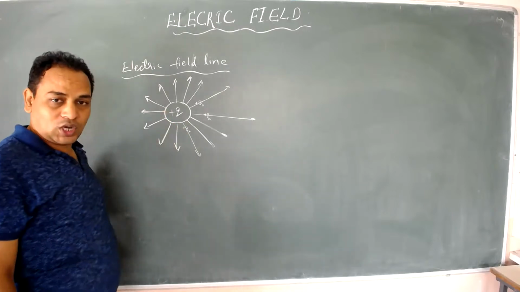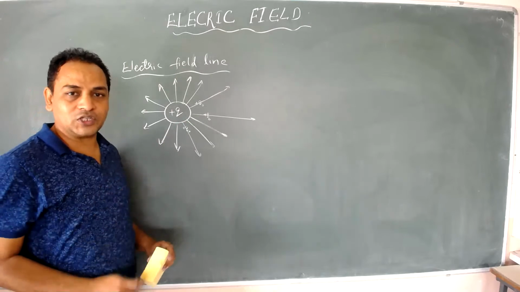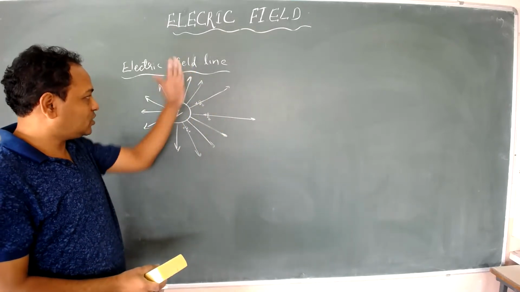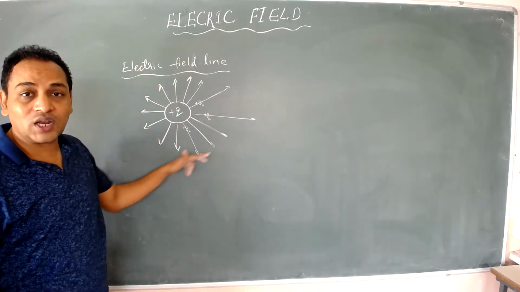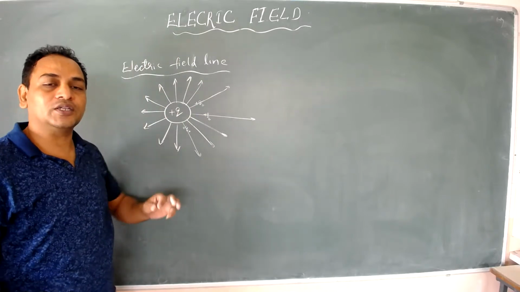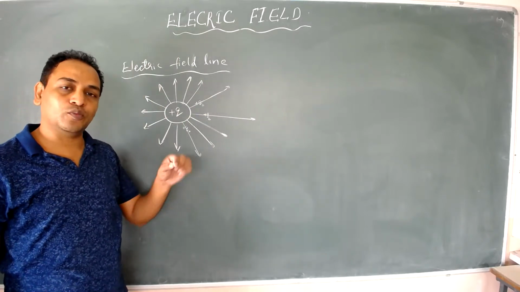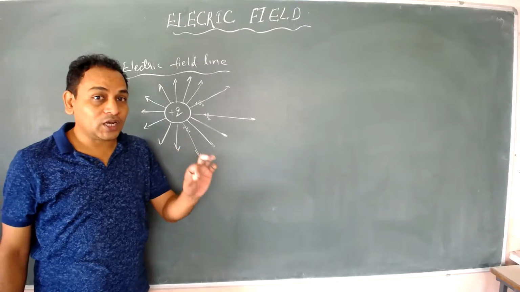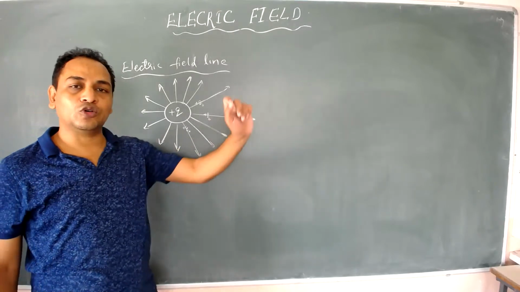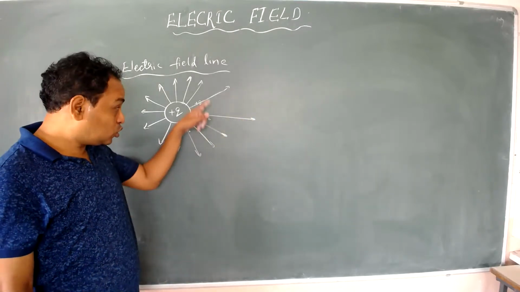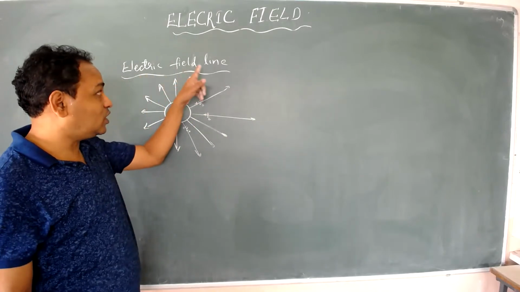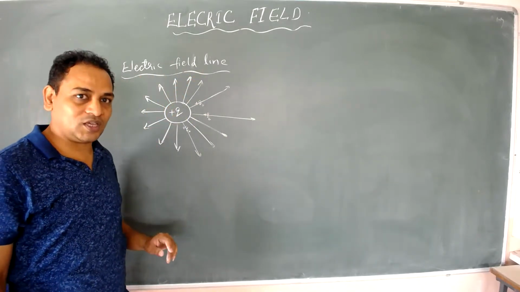So for a positive charge, positive charges repel each other. Therefore the electric field lines are coming outside this way. So an electric field line is nothing but the path on which, if you place a unit positive test charge, that test charge will tend to move away from the charge. So those paths are said to be electric field lines. Clear what I'm saying?